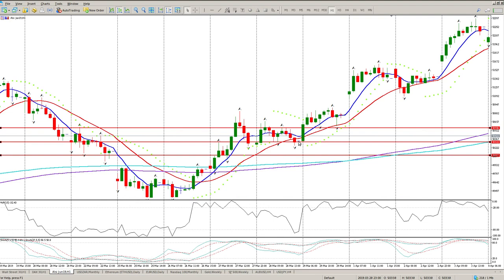Nothing much. I'm just looking for gaps. There's a gap all the way down here, but that's quite far away. So there's nothing really to hold up.